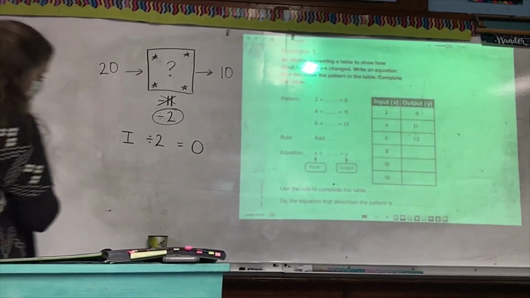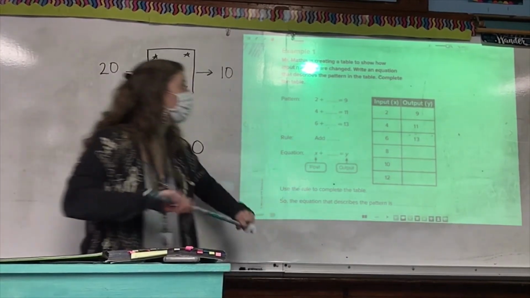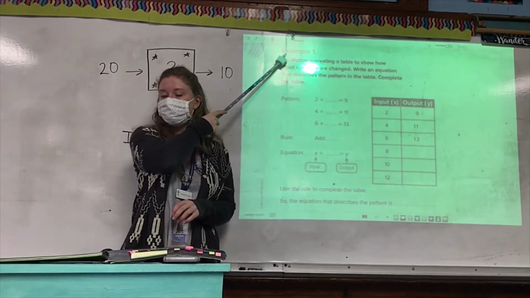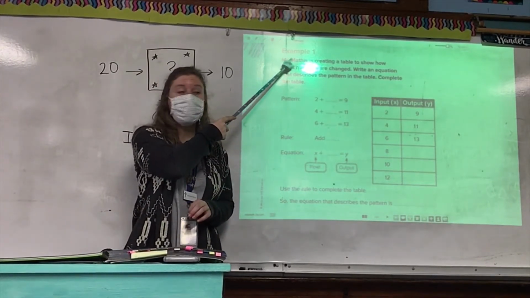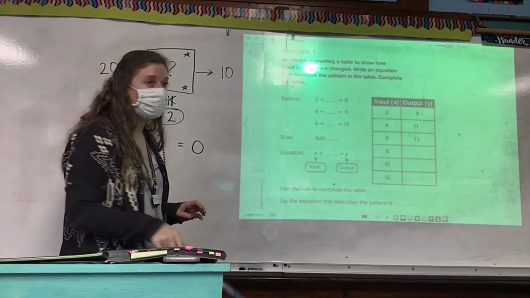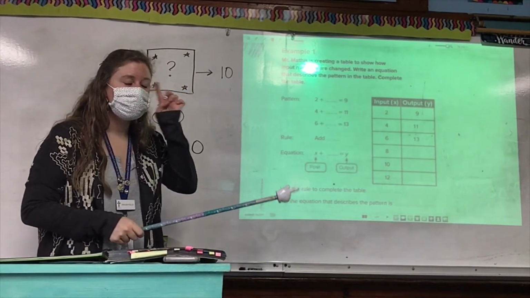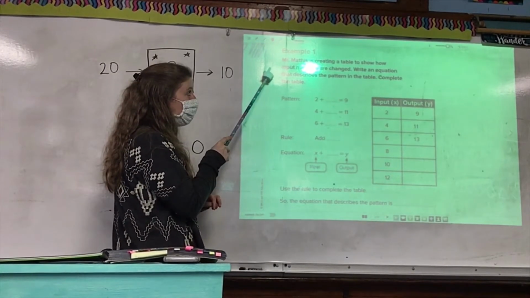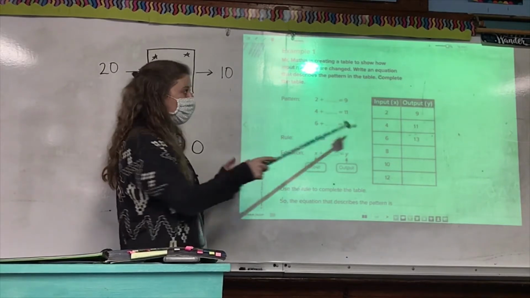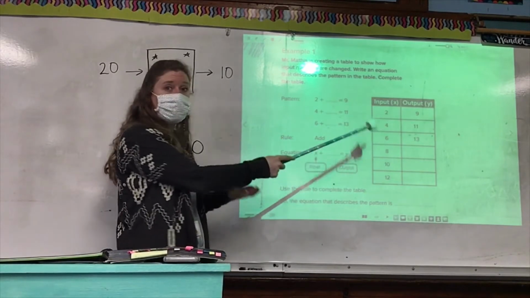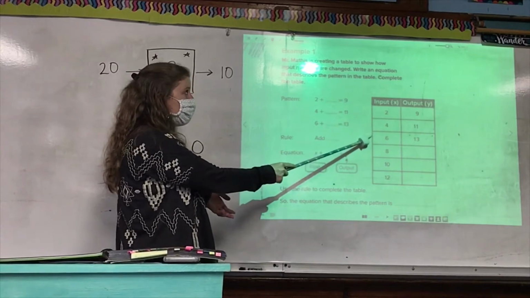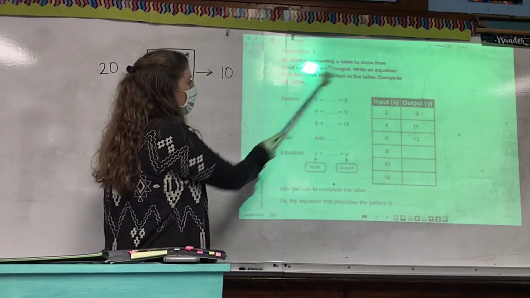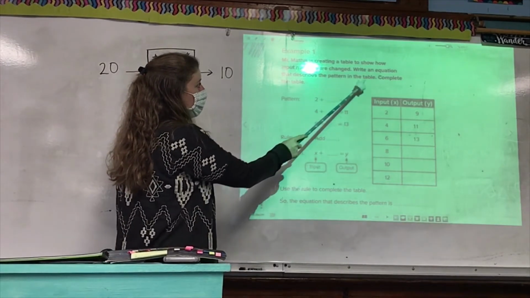Okay, so everybody, finger or pencil on example 1. Read in your head while I read out loud. We're going to pause at every period and imagine it. Mr. Mathis is creating a table to show how input numbers are changed, okay? Well, I see this table right here, so I don't even need to visualize. I'm just imagining a math teacher, Mr. Mathis, drawing this for the first time. Write an equation that describes the pattern in the table.